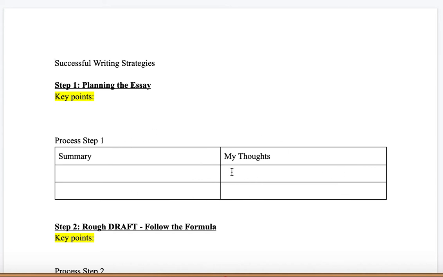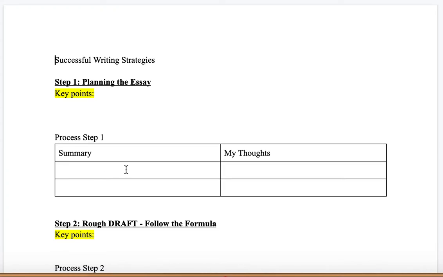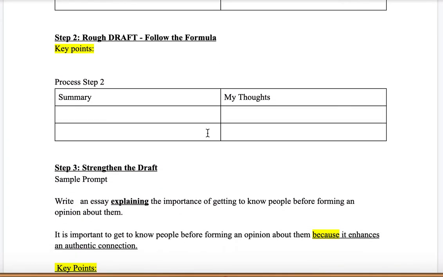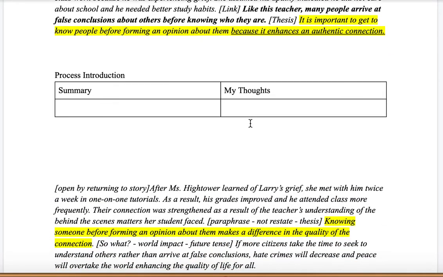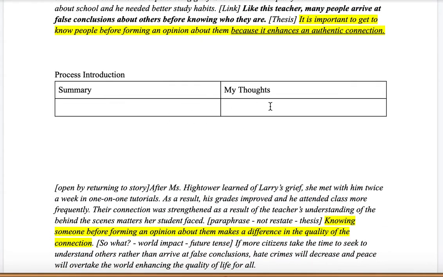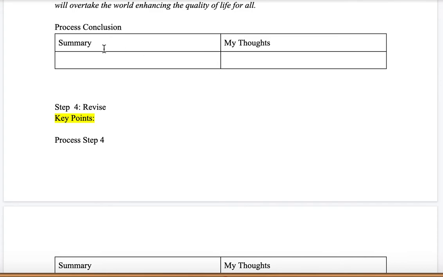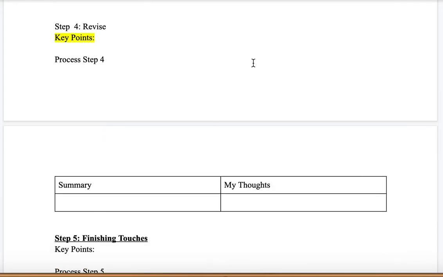If you see here in the notes that there are 2 spots, then that means you need to pause section 1 two times to write 2 different summaries and 2 different thoughts. Section 2, pause the video 2 times at your own choosing and write 2 summaries, 2 thoughts. Step 3, 1 summary, 1 thought. Step 4, 1 summary, 1 thought.